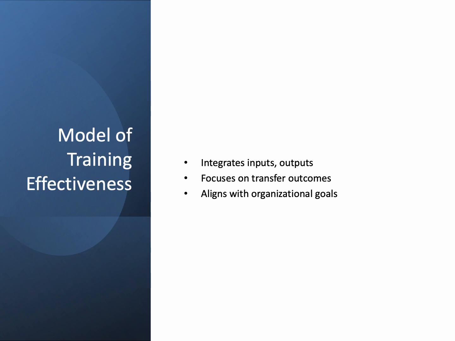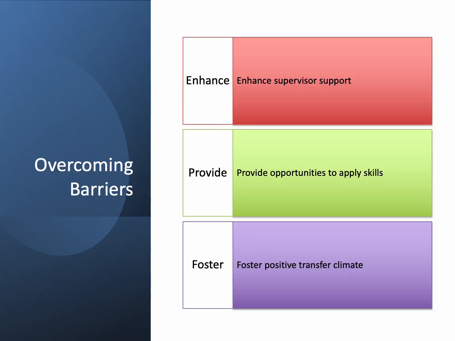The model of training effectiveness integrates inputs, trainee characteristics, design, environment, and outputs, skill application, to focus on transfer outcomes. It ensures training aligns with organizational goals. For example, a safety training model ensures protocols are applied. As we explore this, think about how this model applies in your field. In industries like healthcare or logistics, it guides effective training, ensuring skills translate into measurable performance improvements.